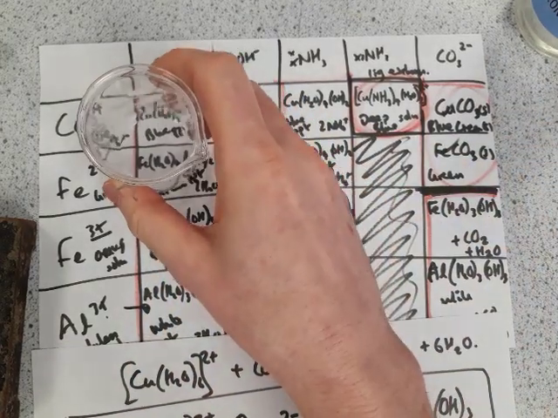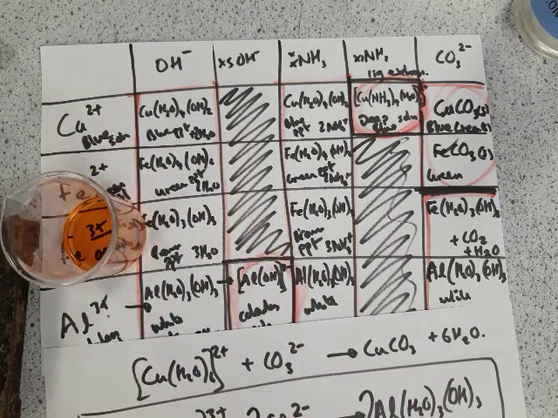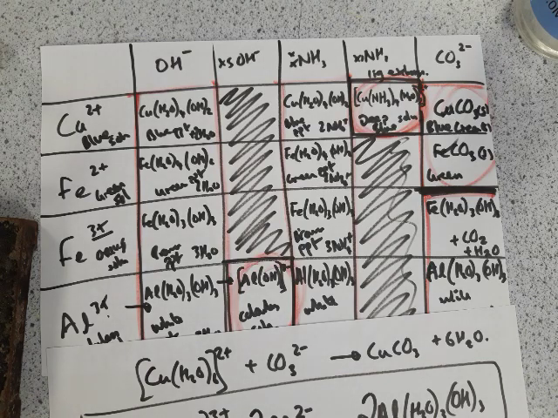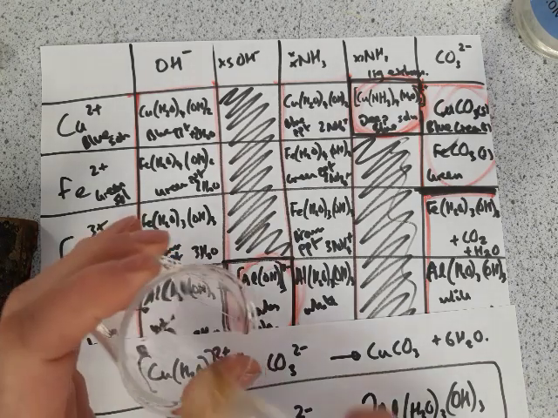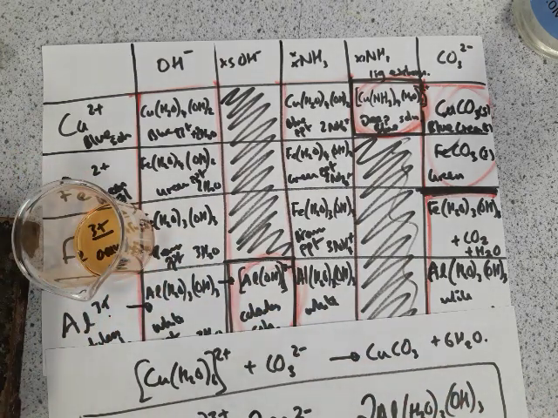Let's take some iron 2 plus. Oh no, I'm going to go iron 3 plus. There's some iron 3 plus here. Iron 3 plus, an orange solution. No, that doesn't look right. That looks a bit too brown to me. I'm going to get a fresh one. All right. That's what an orange solution looks like of iron 3 plus.